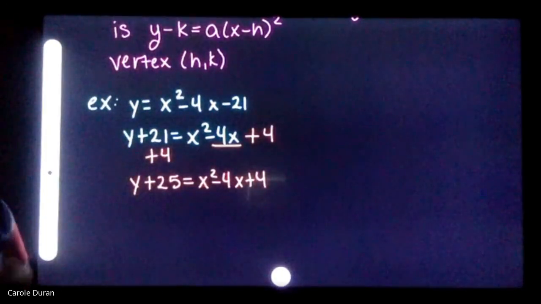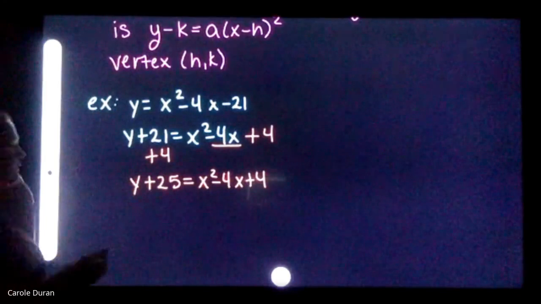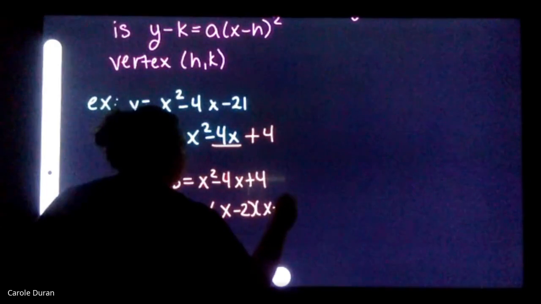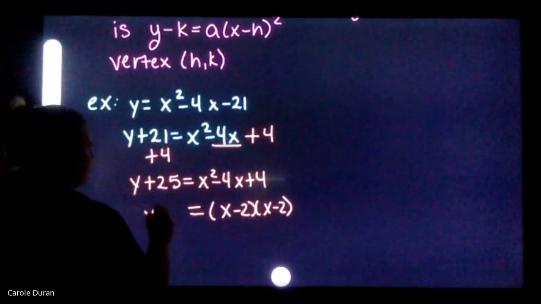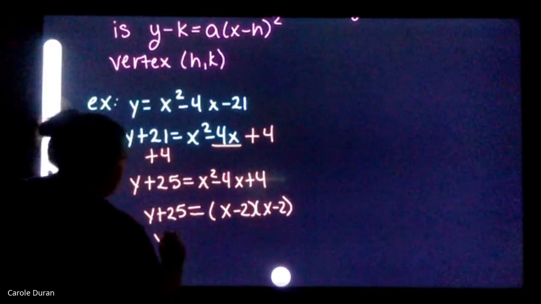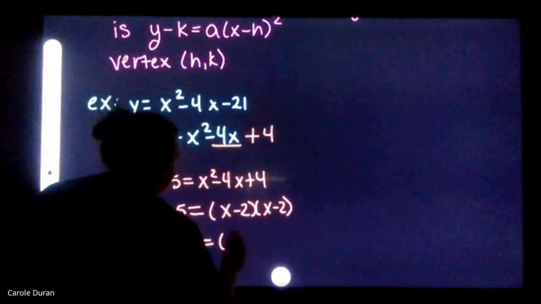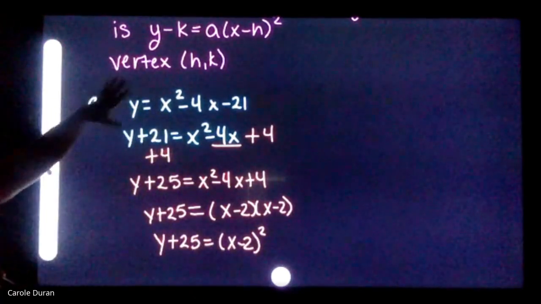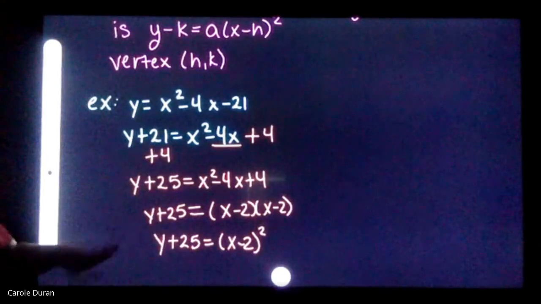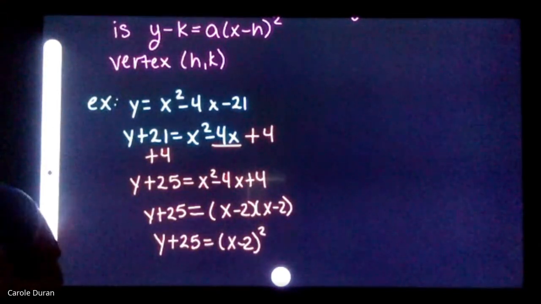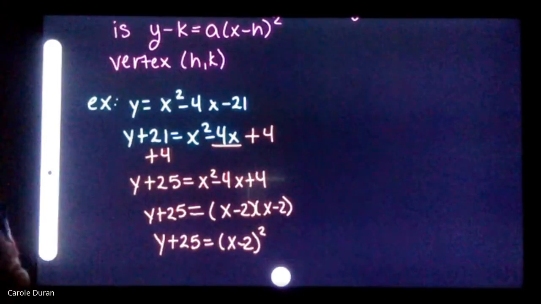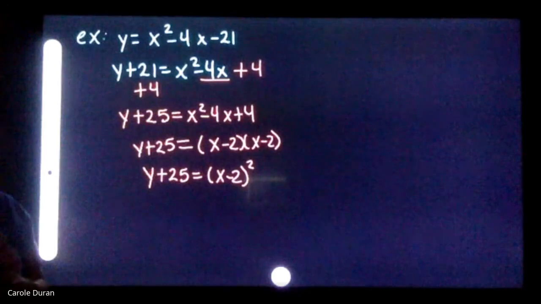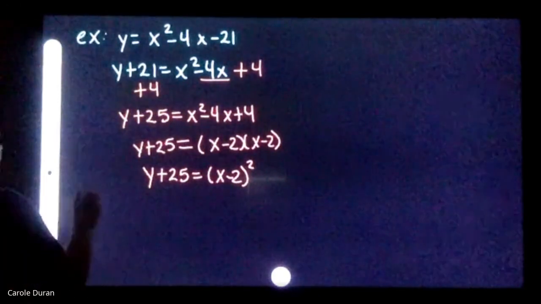I know that right side is a perfect square trinomial, which means I can factor it very easily. It factors into x minus 2 times x minus 2, which I can then rewrite as x minus 2 squared. So now I've transformed this quadratic into the vertex form of y plus 25 equals the quantity x minus 2 squared. Now that I have this in vertex form, it's very easy for me to identify what the vertex of my parabola is.